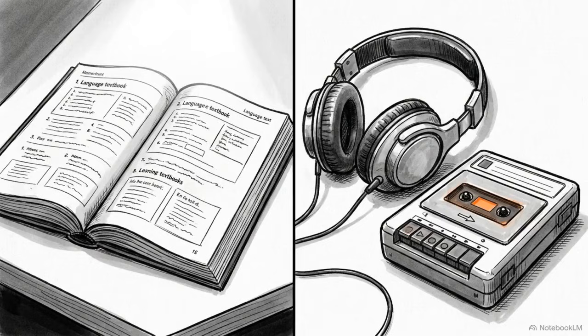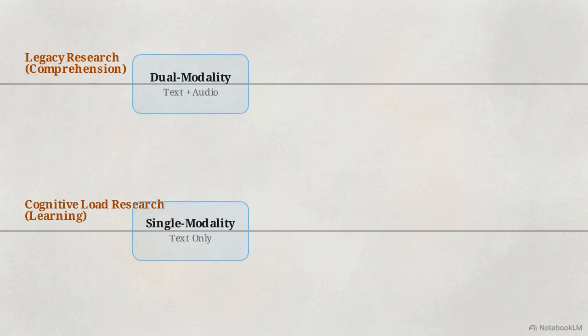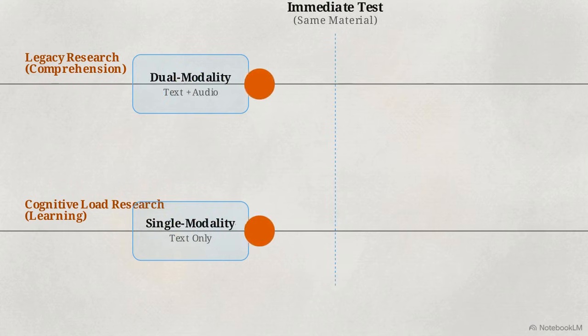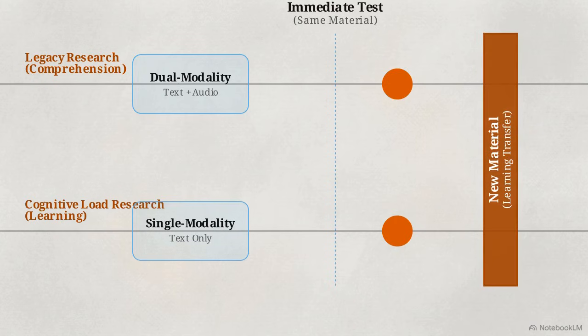Decades of older second language studies contradict this, claiming that reading and listening simultaneously improves outcomes. This branching timeline exposes a fatal experimental design flaw in those legacy studies. They tested for short-term comprehension on the exact same material, not long-term learning transfer. In a standard comprehension test, dual modality learners score high because they simply choose to focus on whichever single modality is easiest for them to process in that moment.